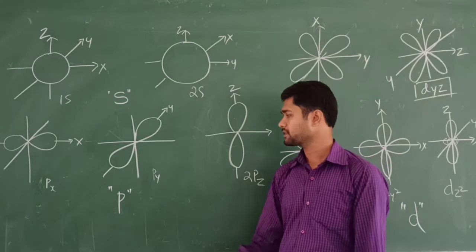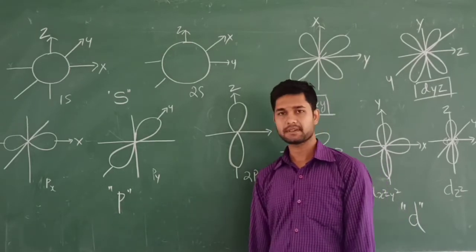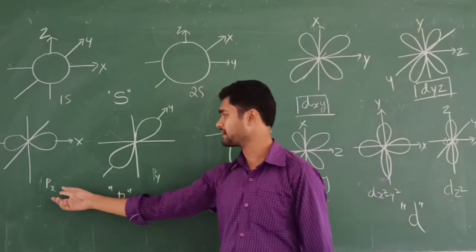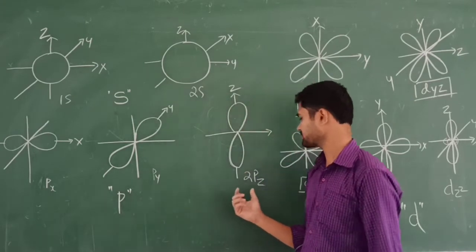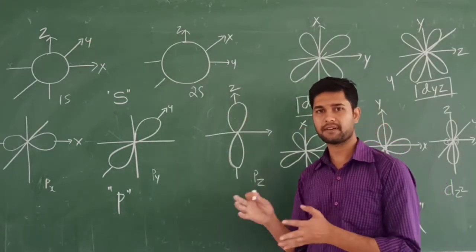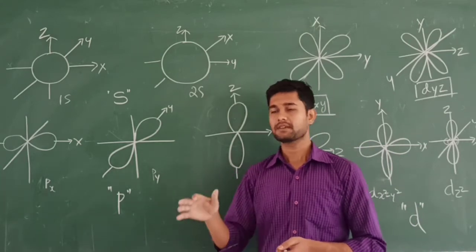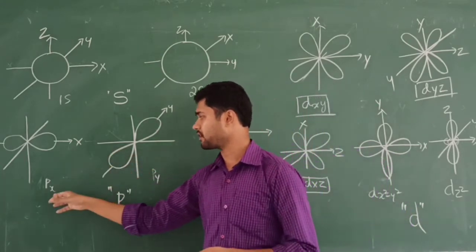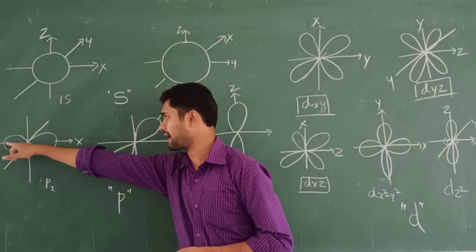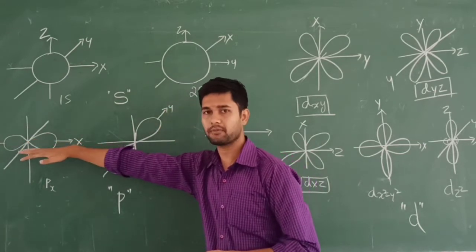Let's discuss the p orbitals. So p means dumbbell shape, right? This is px, this is py, and one more, this is called pz. The coordinates are x, y, z. So along the x-axis, that orbital is called px. See, this is the axis. Along the axis, the orbital will be located.